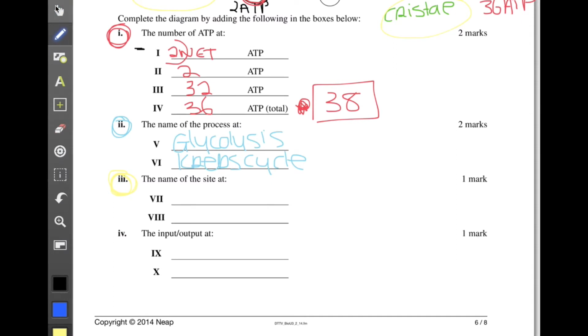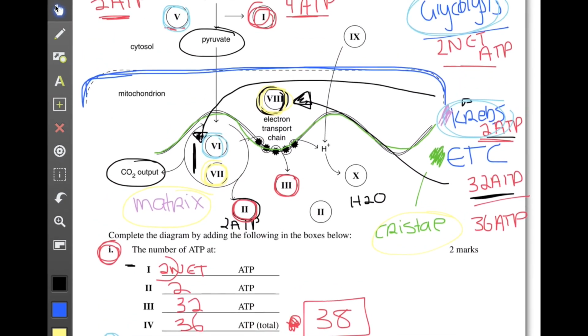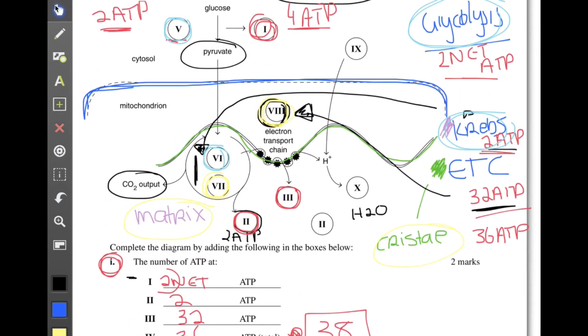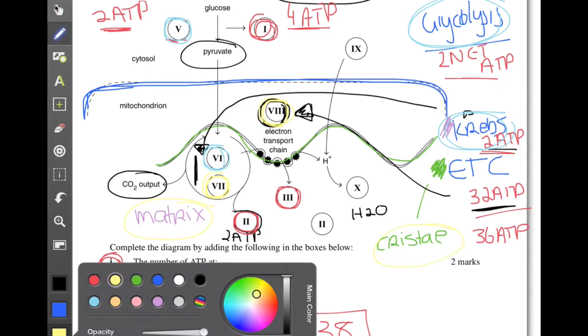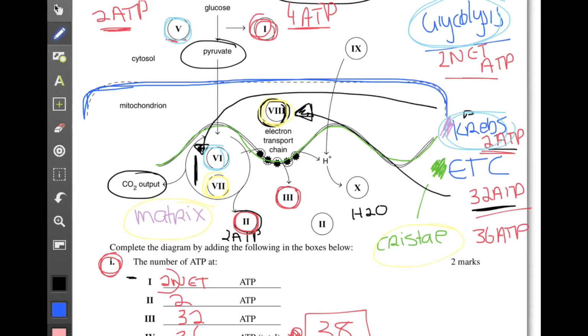See how when you label a diagram already, when you come to answer the questions, it makes it a lot easier. This is the strategy that I used when I came across exams, or I still come across exam questions as a teacher. It's up to you what you choose to use. Alright, so the inputs and outputs at, let's use this pinky colour. So IX, where are you IX? Here. Okay, so the input output, so that's coming in. Remember, what does the electron transport chain need?